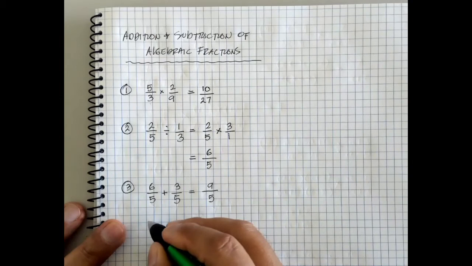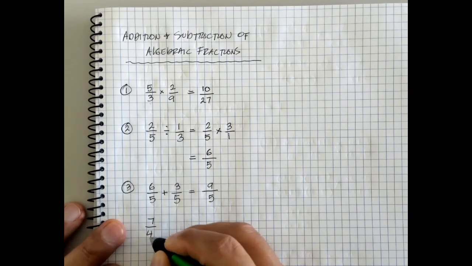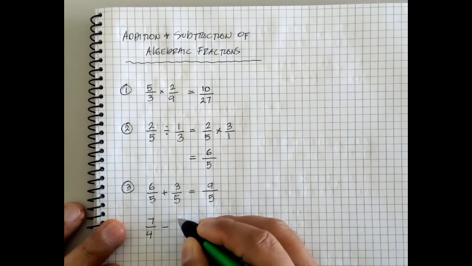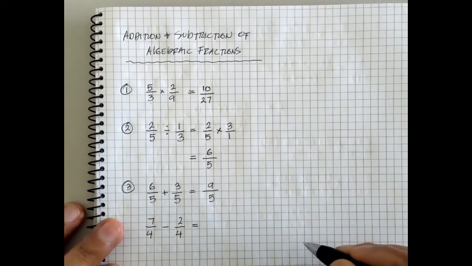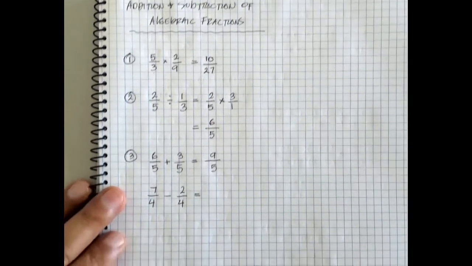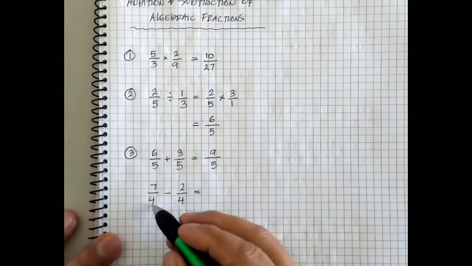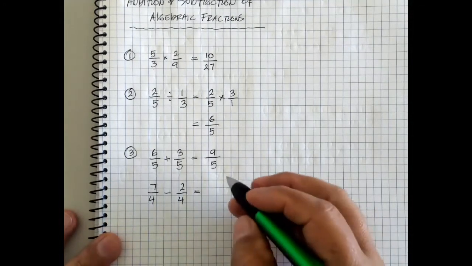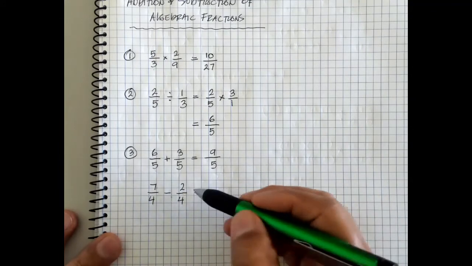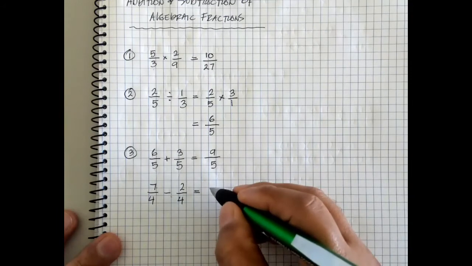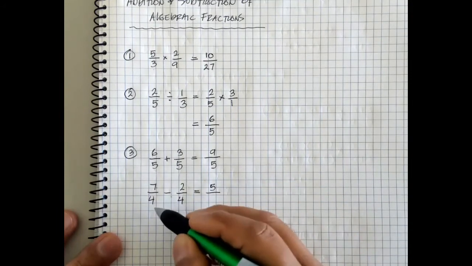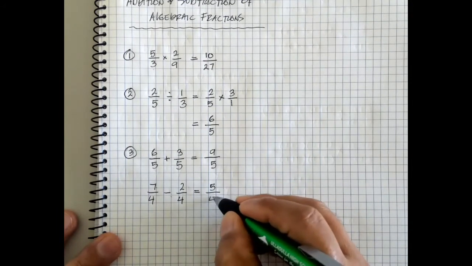Same thing when we take away. Let's say that we do 7 over 4 take away 2 over 4. Why not? When we do that, we have the same denominator, so all we do is just take away 7 minus 2. So we operate on the numerators. 7 minus 2 is equal to 5, and then we keep the same denominator.